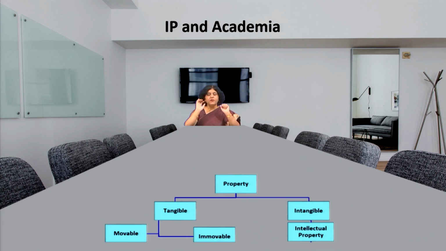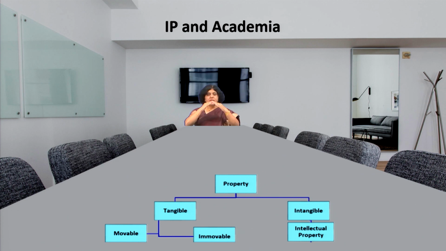Now, when we are talking about intellectual property, as the name suggests, it is a part of property. We know that property may be tangible property or intangible property. As the name suggests, tangible means touch. The things which you can touch, you call tangible. Things which you cannot touch are intangible.